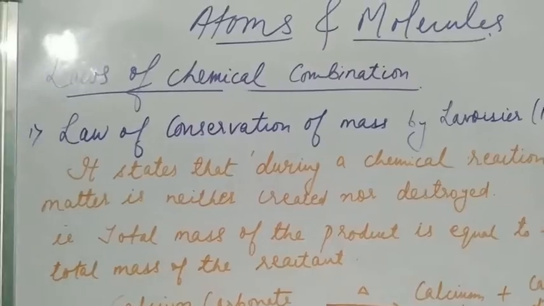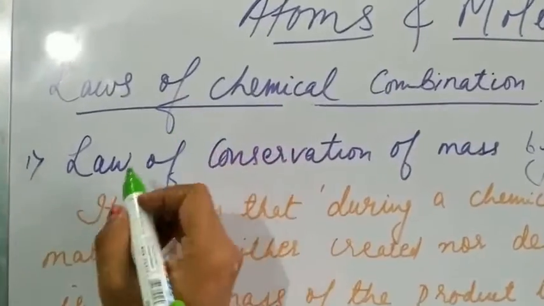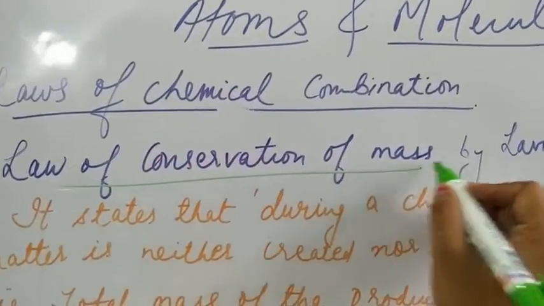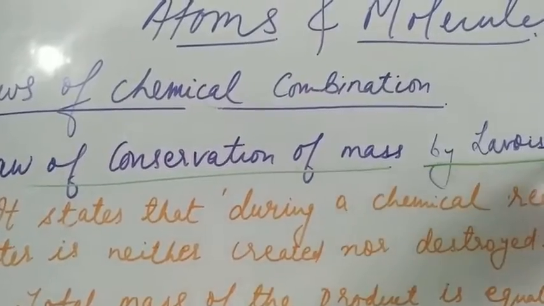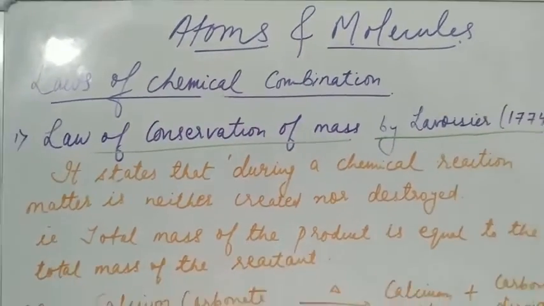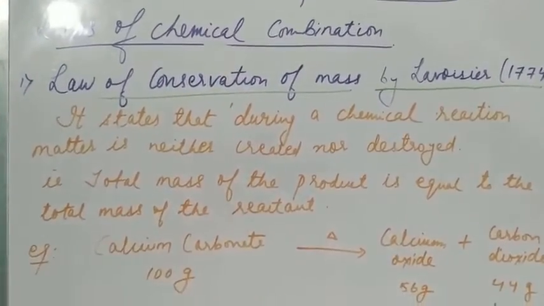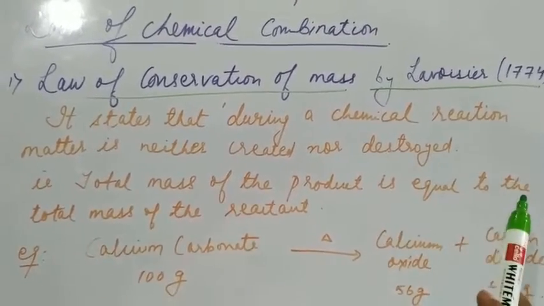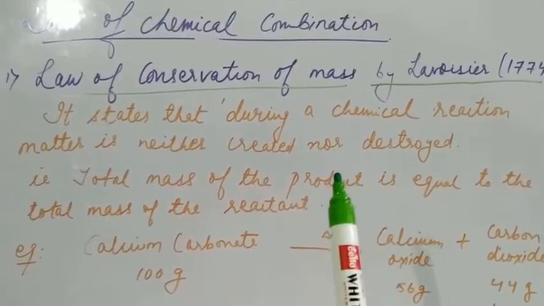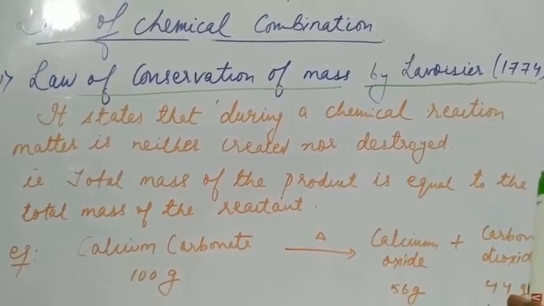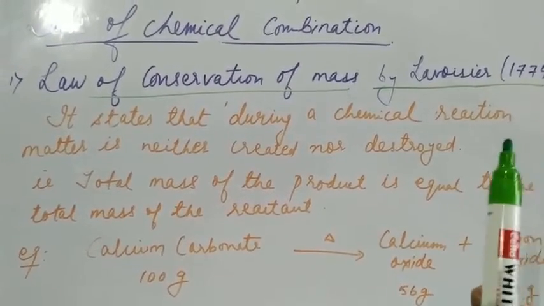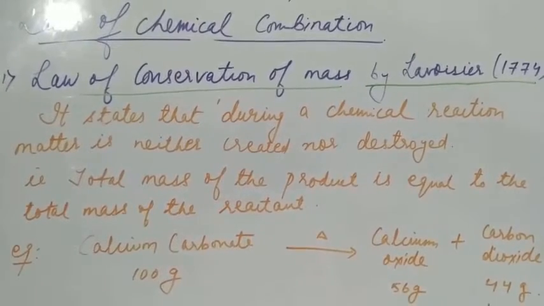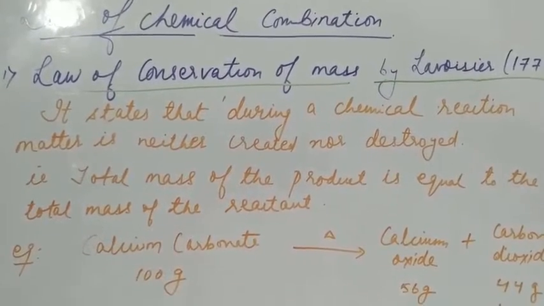First law states the law of conservation of mass, given by Lavoisier in 1774. According to this law, during a chemical reaction, matter is neither created nor destroyed. That is, the total mass of the product is equal to the total mass of the reactant.